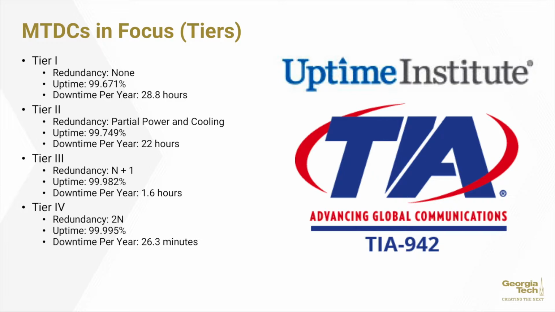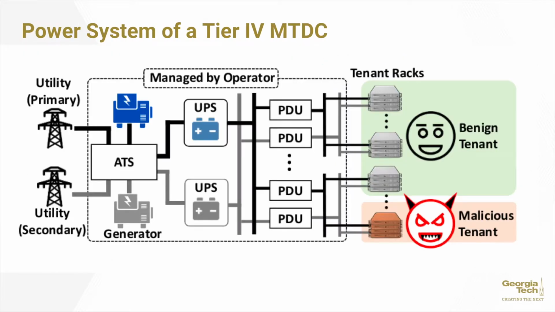such as the Uptime Institute certification and a standard called the TIA 942 standard. There are 4 different tiers, and these are based on various redundancy requirements for the power and cooling systems and uptime percentages throughout the year. We'll dive into a little bit of a Tier 4 data center's hypothetical power system.